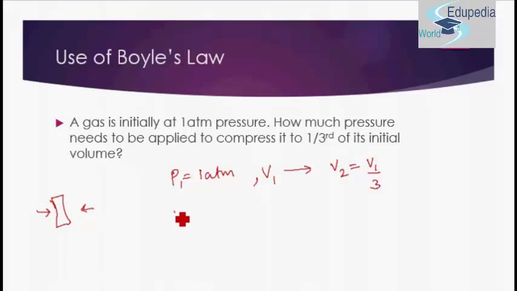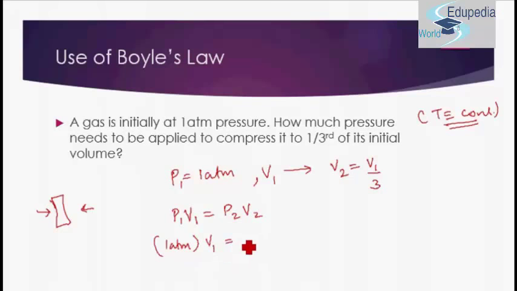It's simple. Boyle's law. They should have given that temperature has been kept constant in the question. Don't worry, in your examination they always make sure to give such criteria. Without that you cannot solve the question. So since temperature is constant, I can apply Boyle's law, which says that P1 V1 is equal to P2 V2, and P1 is equal to 1 atm, V1 is V1, P2 we have to calculate, how much pressure we need to apply so that volume V2 becomes 1/3 of initial volume.